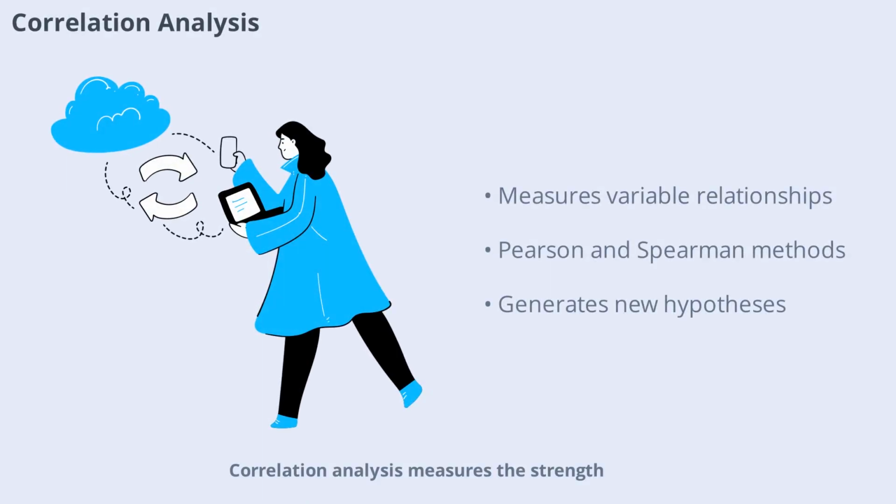Correlation analysis measures the strength and direction of relationships between variables. In biology, this might involve assessing whether two genes are co-expressed or if environmental factors influence species abundance. Pearson and Spearman correlations are commonly used, depending on data type. Correlation doesn't imply causation, but it's a powerful tool for generating hypotheses. Next, regression analysis takes it a step further by modeling relationships and making predictions.